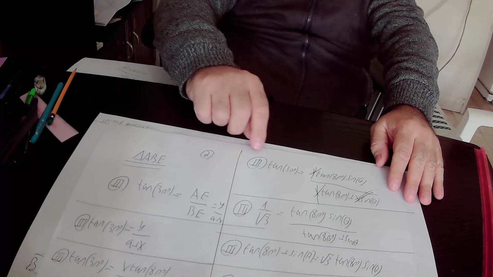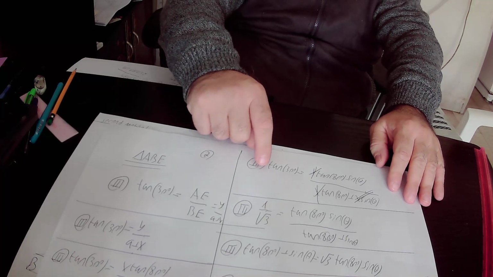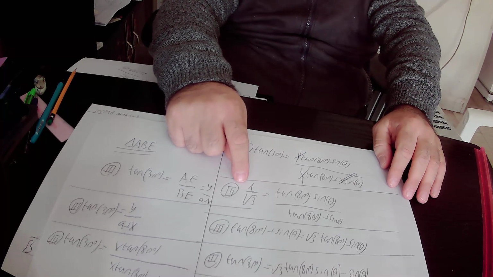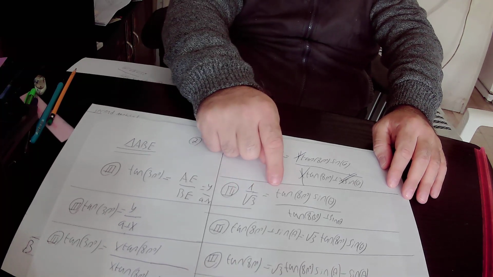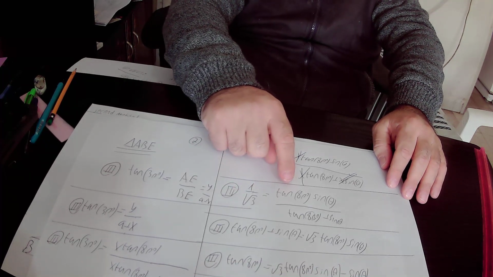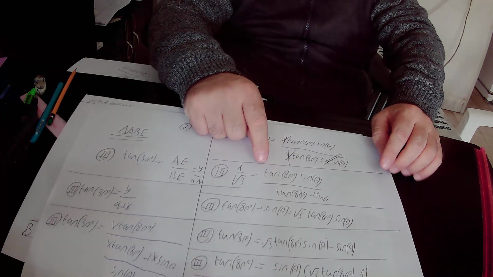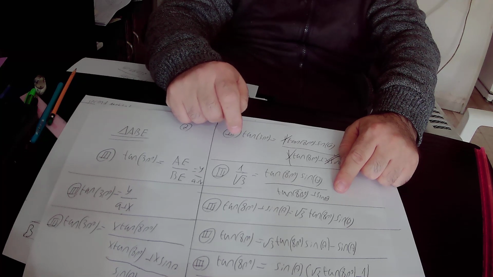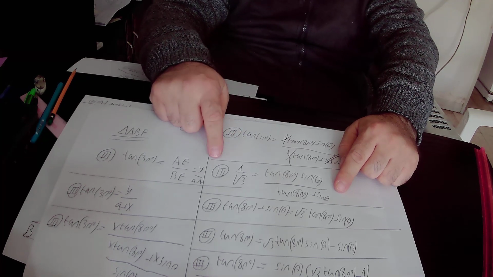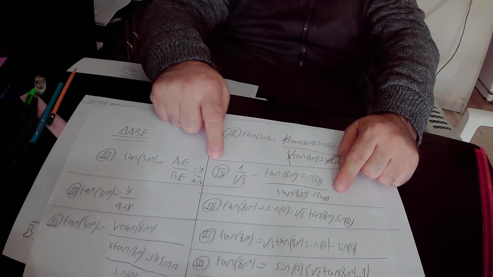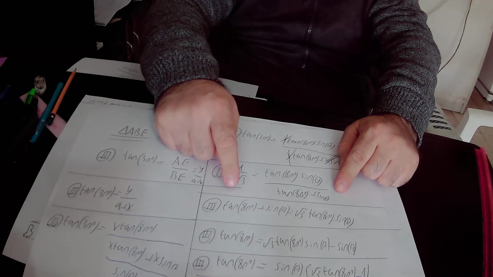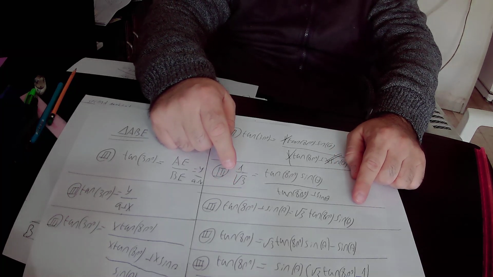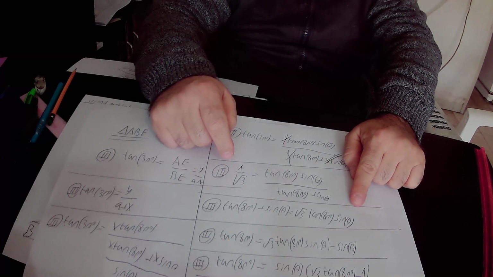And we also know that tangent 30 degrees equals 1 over square root of 3. So we got that 1 over square root of 3 equals tangent 80 degrees times sine theta over tangent 80 degrees plus sine theta. Here we cross multiply equation number 3 and we got tangent 80 degrees plus sine theta equals square root of 3 times tangent 80 degrees times sine theta.